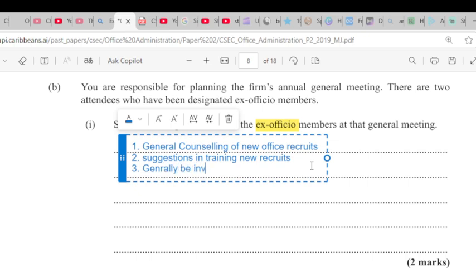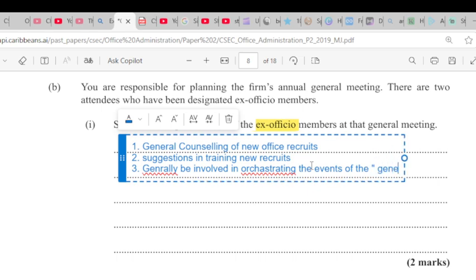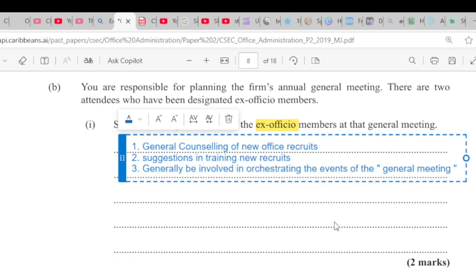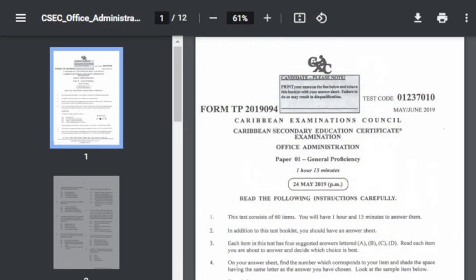They also have to be generally involved in orchestrating the events of the general meeting. One of their major responsibilities is generally orchestrating the events of the general meeting. They are the persons who will even call the meeting to begin with. So we have that definition out of the way, and with that we have the gist of it right off the bat.